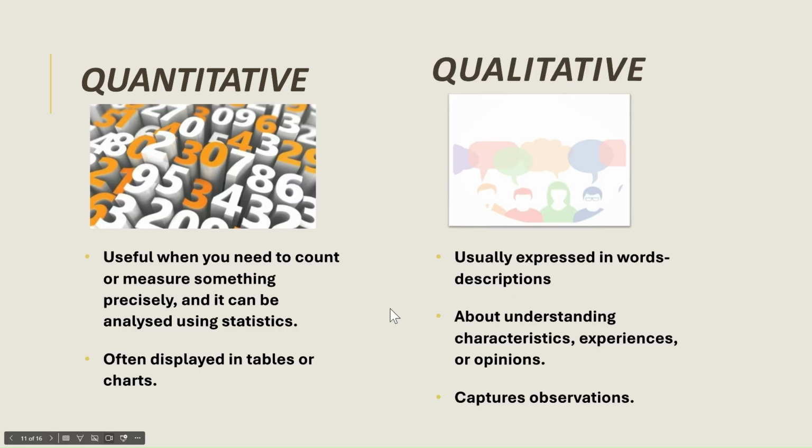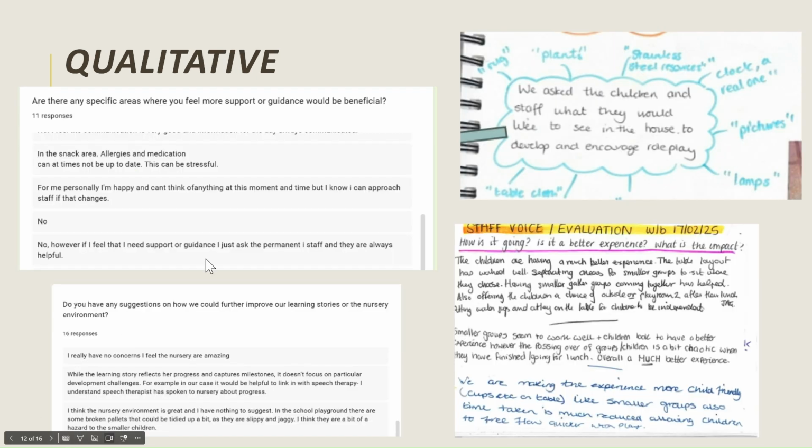Qualitative data is usually expressed in words and descriptions. It's people's experiences or opinions, or it's captured observations, and can be subjective. Here's some examples of qualitative data.